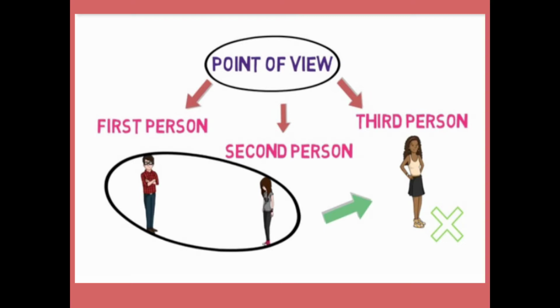Point of view. Point of view means from the way of, or we can say from the side of the person who is speaking. So there are 3 points of view: first, second and third.